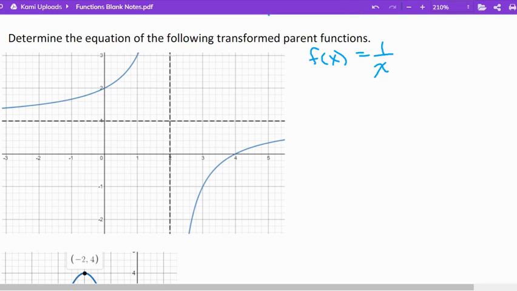Is anyone having trouble seeing? You can move your desk if that helps.